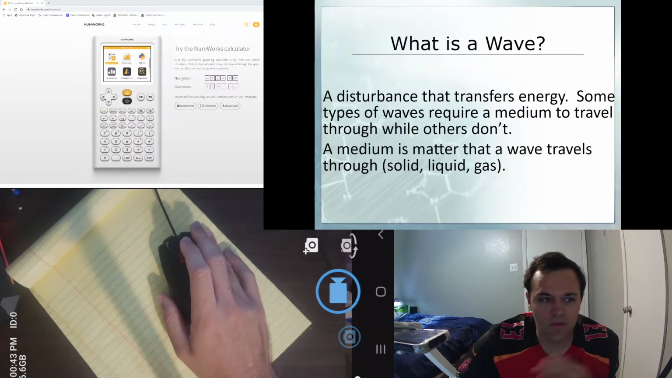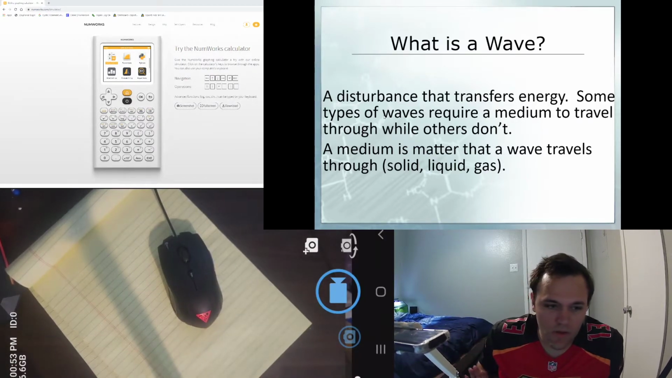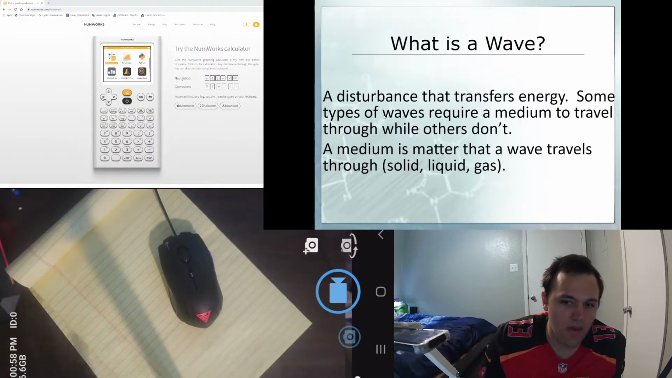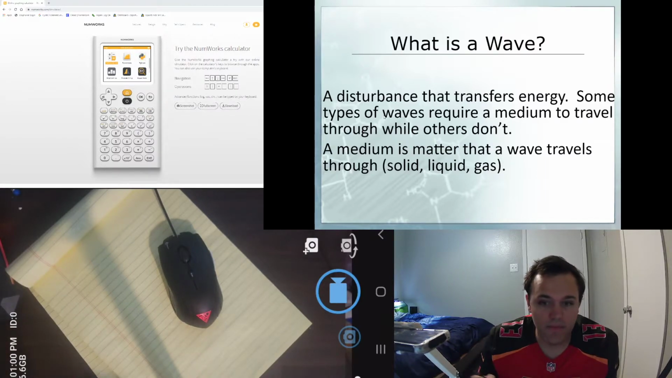So, what is a wave? In general, a wave is a disturbance that transfers energy. So, what does that mean? It means that if there is energy going through a substance and it's moving the particles as it goes through, then that is a wave. All right. Some waves require a medium to travel in, and a medium is just a substance that they're going through. It could be solid, liquid, or gas, and other waves do not require a medium.